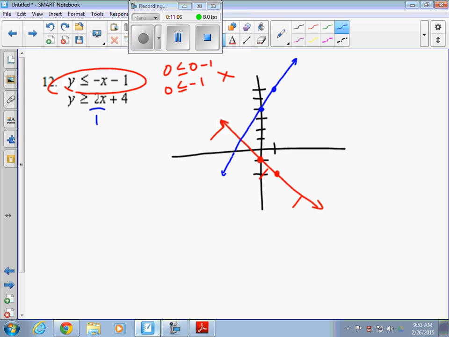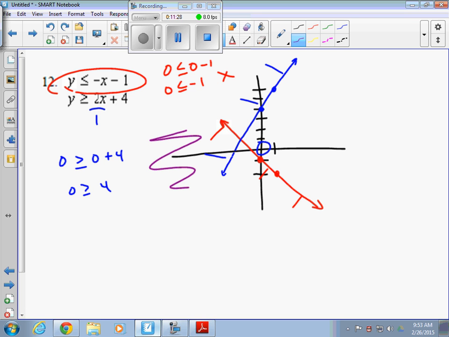And we're going to have to shade either towards 0, 0 or away from it. 0 is greater than or equal to 2 times 0. Anything times 0 is 0, plus 4. 0 is greater than or equal to 4. That is not a true statement again. So we're going to shade away. Here's 0, 0 here. We're going to shade away from it, which means we're shading there. So this is the area here where the blue and the red are overlapping. That's where they're going to share. That's the only area where it'll make both of them correct. That's the solution in that region there.